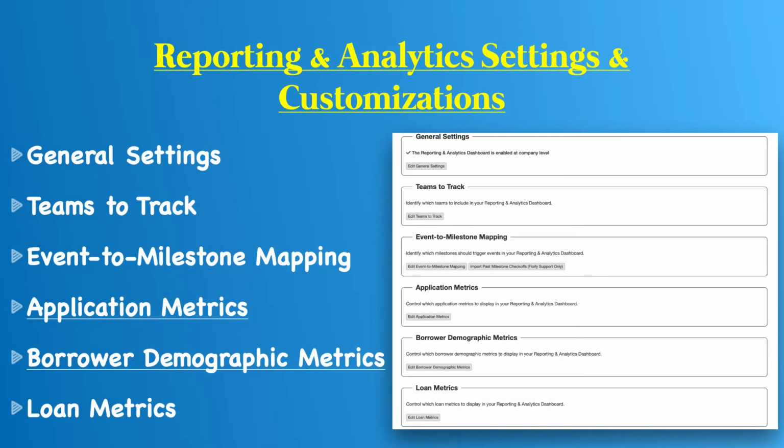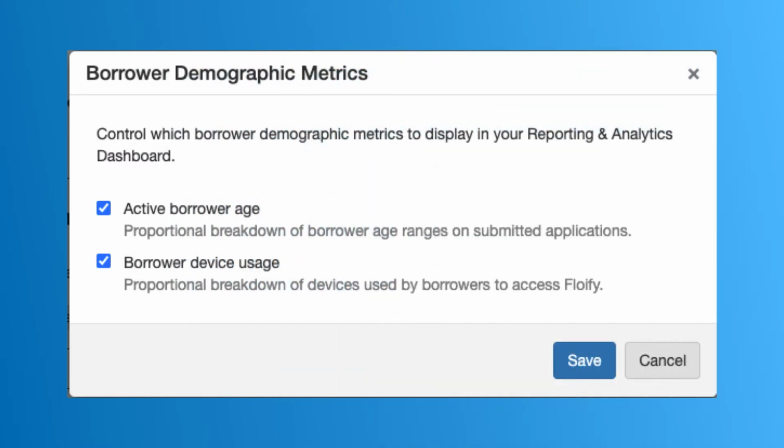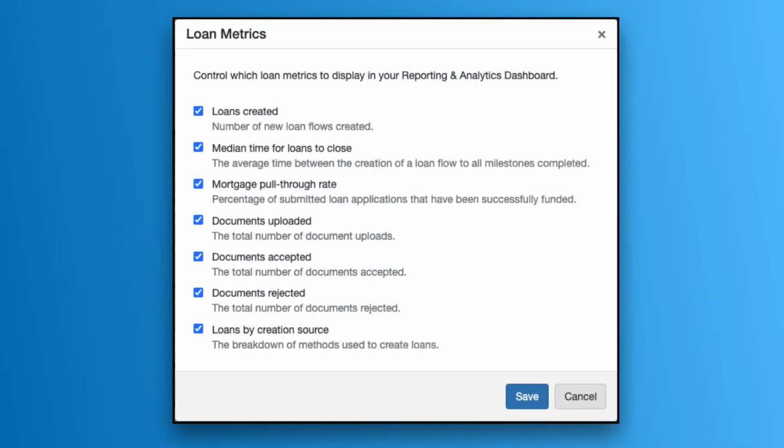Now my borrower demographic, pretty simple here. On this one, I can view my active borrowers' age and the type of devices that they're using. And then for my loan metrics, this is where we can view loans that were created, median times for loans to close. Again, this takes that milestone into consideration, my loan funded in my case. The mortgage pull-through rate, which is the percentage of submitted loan applications that have been successfully funded.